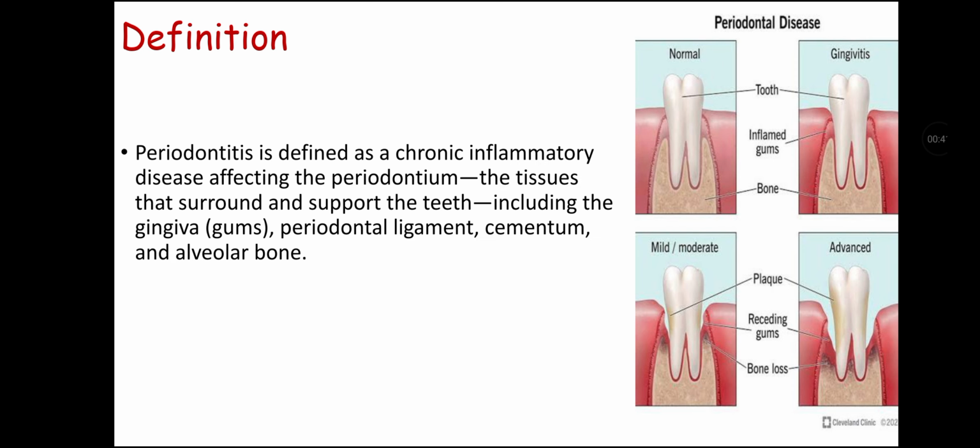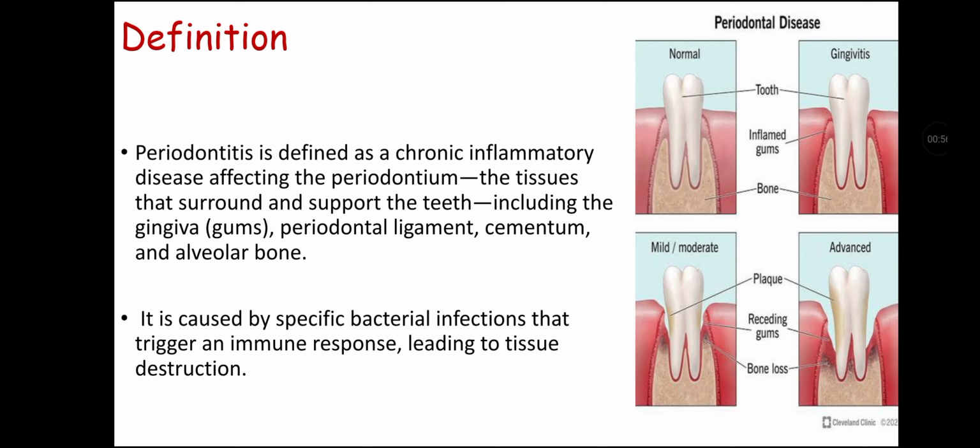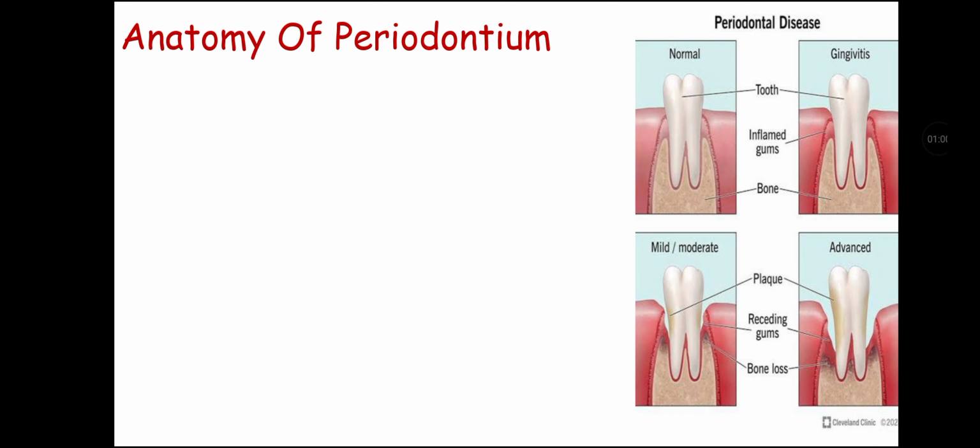Definition: periodontitis is defined as chronic inflammatory disease affecting the periodontium, that is, the tissue that surrounds and supports the teeth. It includes gingiva, periodontal ligament, cementum, and alveolar bone. It is caused by a specific bacterial infection that triggers an immune response leading to tissue destruction.